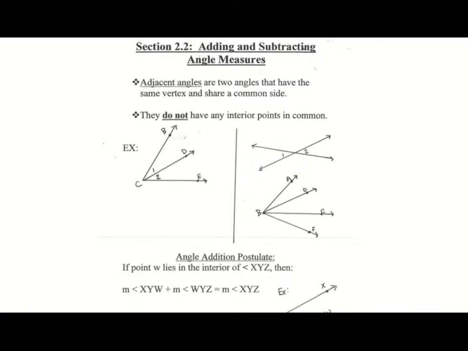So if we look at this example on the left, we have two angles. We have angle BCD right here, and that can also be referred to as angle 1. And then we also have angle DCE, which is referred to as angle 2. And you can see that they have an overlapping side. They both share this ray CD. So right here, angle 1 and angle 2 are adjacent.